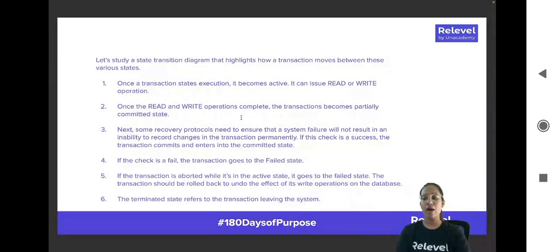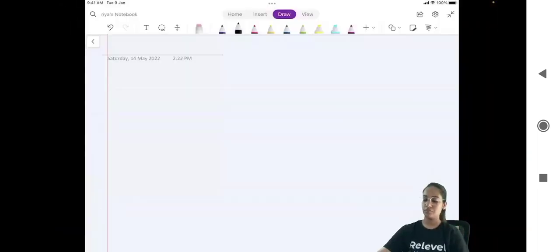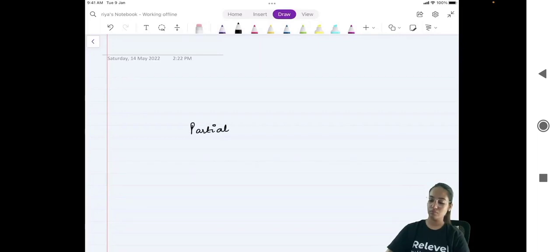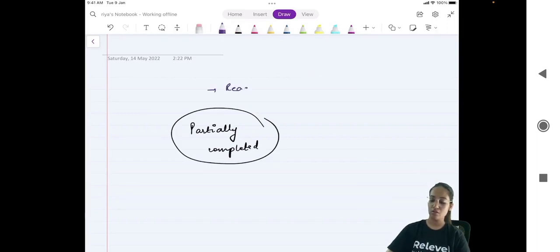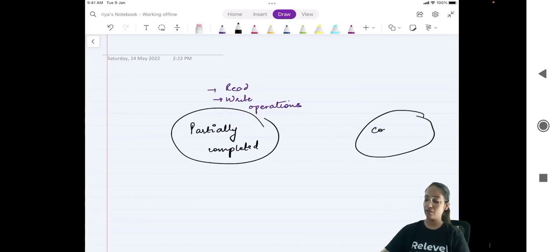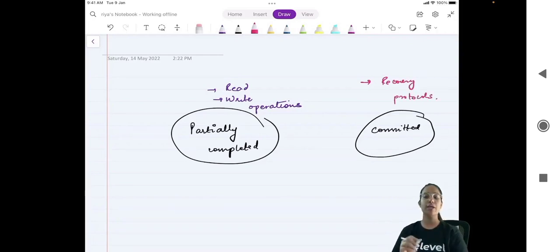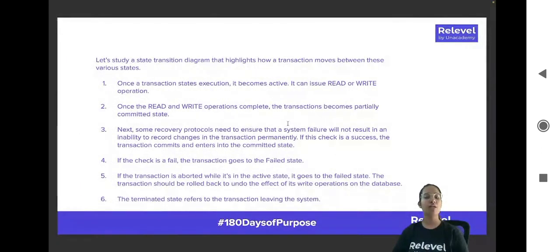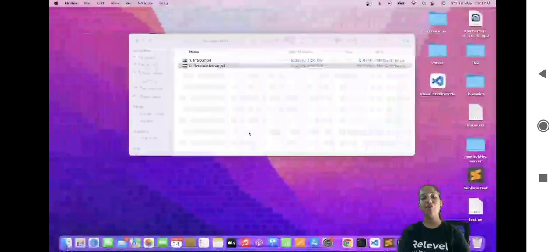Okay, let me show you. Let's take a look here. When you're partially committed, all the read and write operations are done. But when you're fully committed, then not just read and write operations are done, but some recovery protocols are also put into place to make sure that nothing else happens and disturbs the overall consistency of the database.